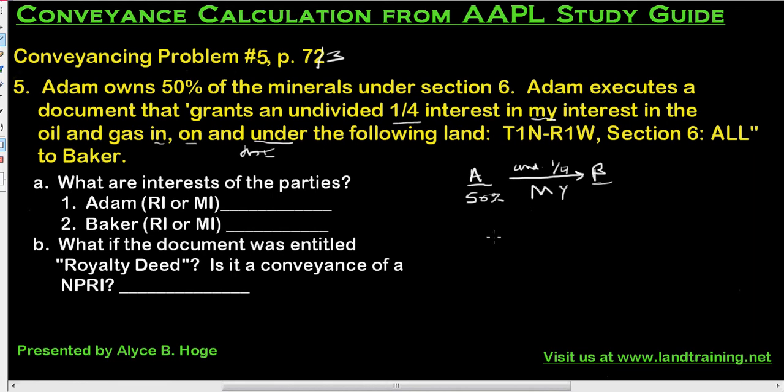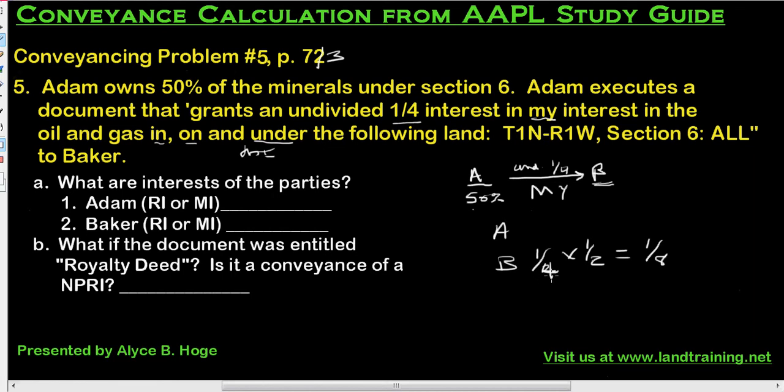So this means that, let's work B's interest first. B is going to get 1/4 times 50%. I'm sorry, I did that wrong. 1/4 times 1/2. So B is going to get 1 times 1 is 1, 4 times 2 is 8. Okay, B is going to end up with 1/8.